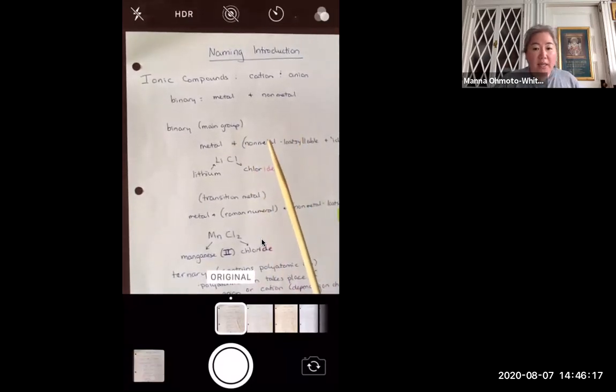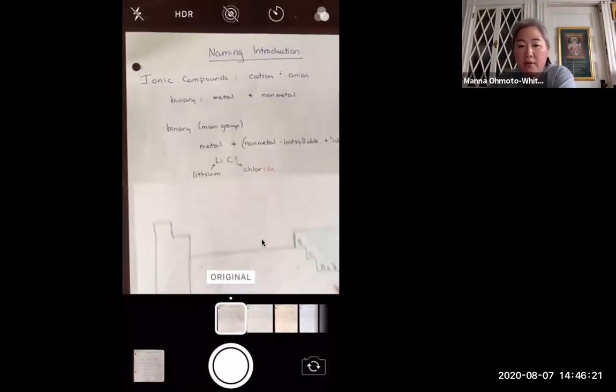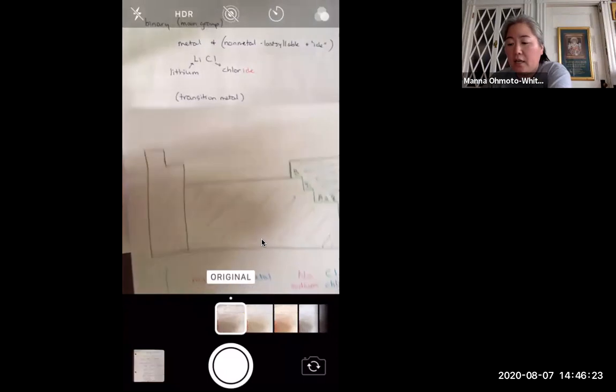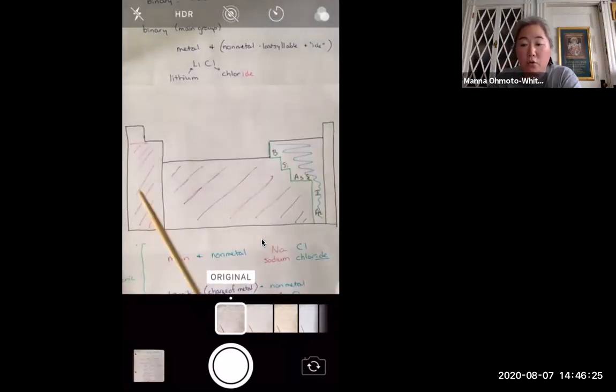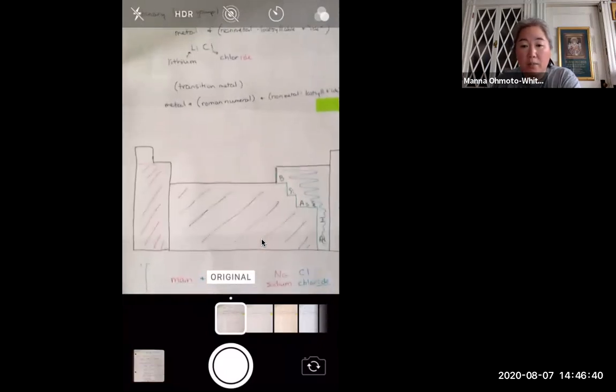So if I'm looking back at my handy-dandy chart, there are two different binary ionic compounds that I can have. I can either have what is called a main group, that's this pink, with a nonmetal, or I can have a transition metal, that's this purple that even extends beyond to the post-transition metals, with a nonmetal. So that's two different ways in which I can have an ionic compound.